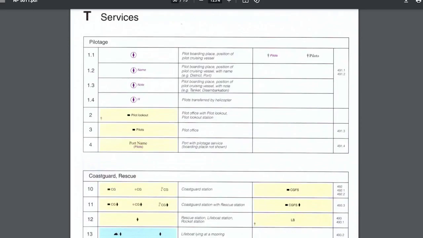Pilot, this is a very common symbol. All of you know about this, I guess. Pilots transferred by helicopter. You know that the pilot will be coming by a helicopter and not a pilot boat.